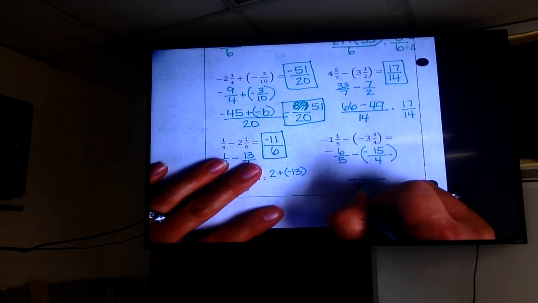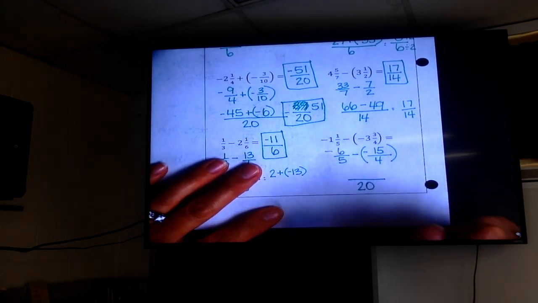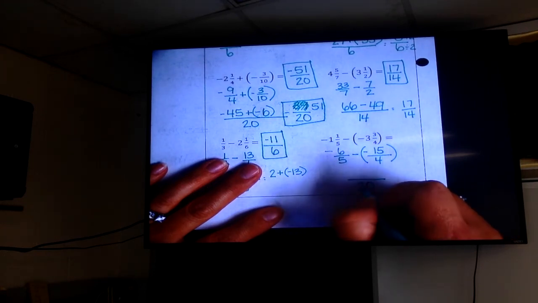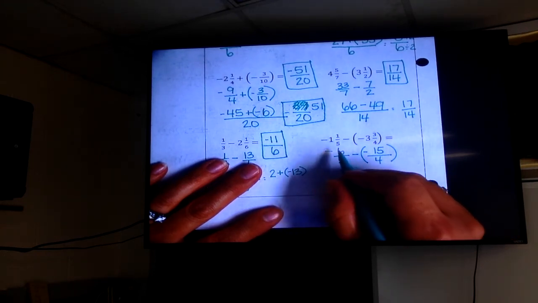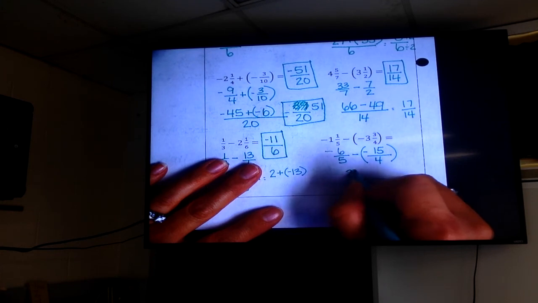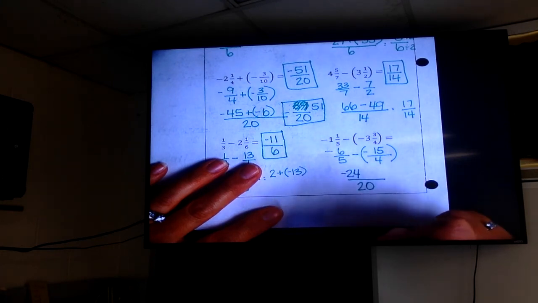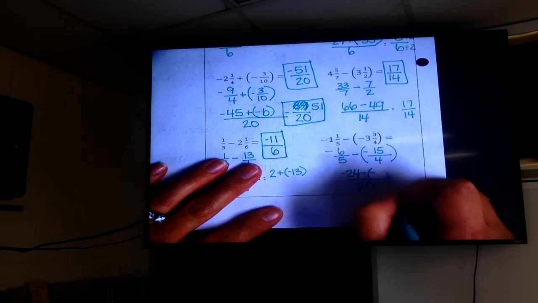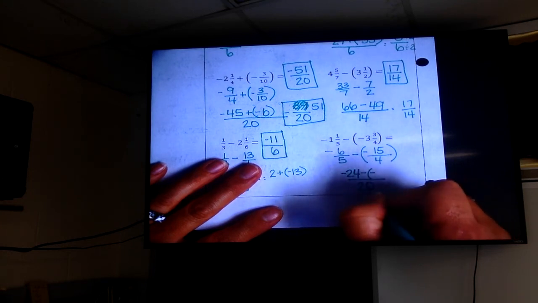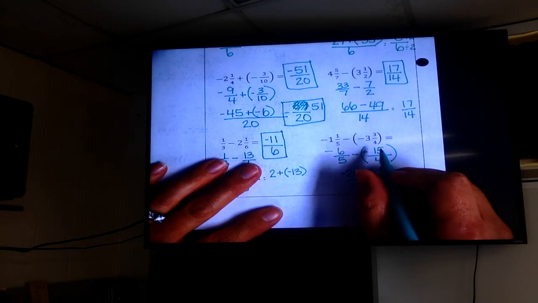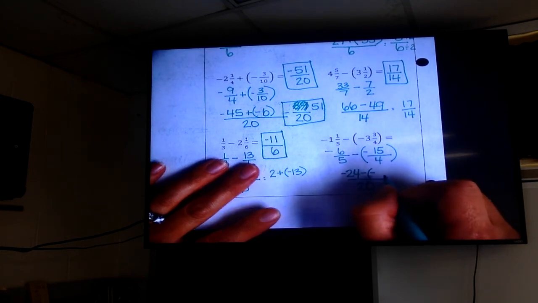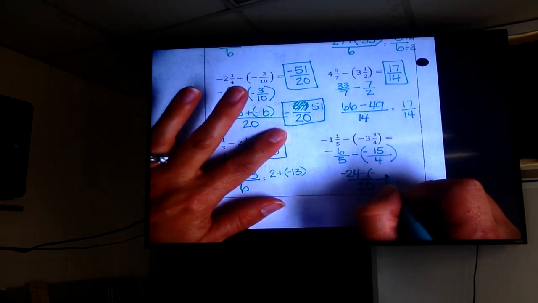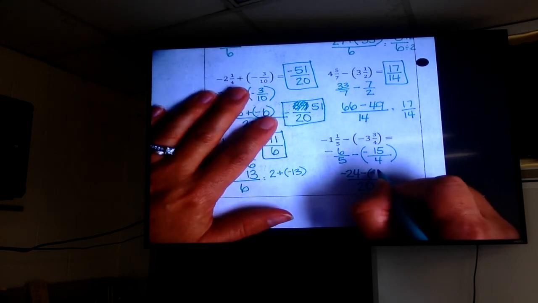The smallest common denominator is going to be 20. So I'm going to say 5 times 4 gave me 20. So 6 times 4 is 24. It's going to be a negative 24. Minus negative, 4 times 5 gave me 20. So 15 times 5, let's see, 15, 30, 45, 60. That's going to give me 75.